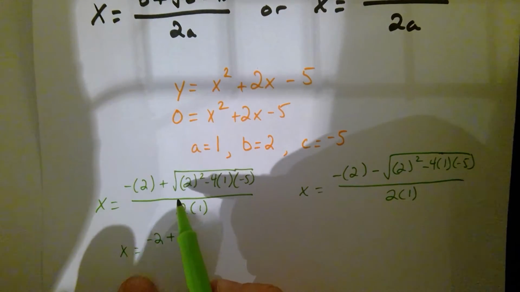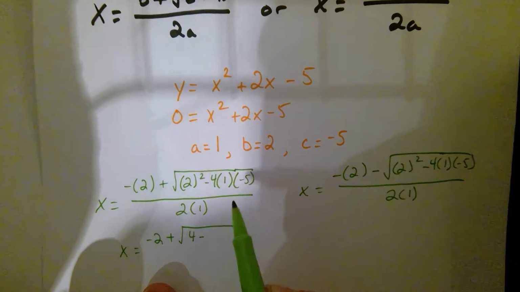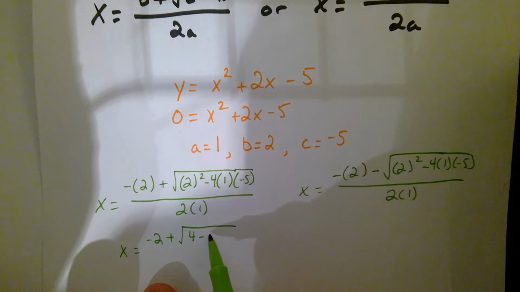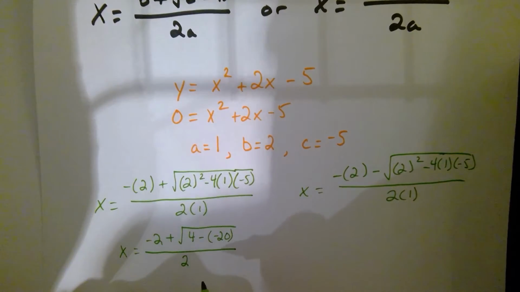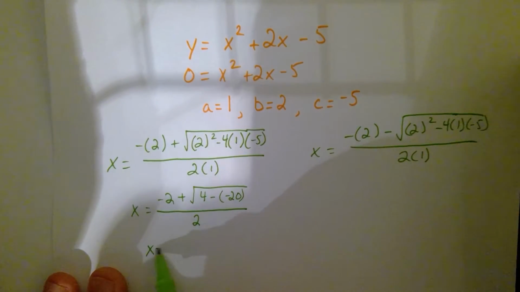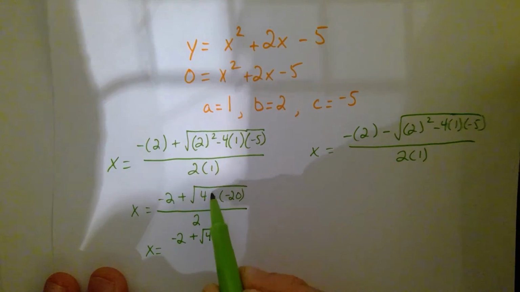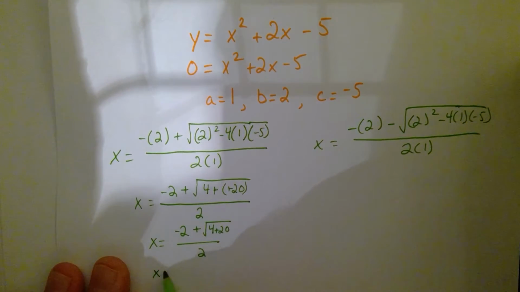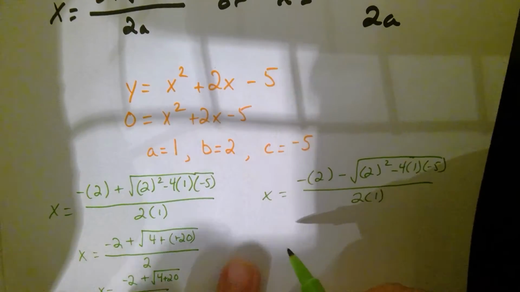Plus, and I'm going to take a few steps to get this inside done. So we have 4 minus, now 4 times 1 is 4. 4 times negative 5 is negative 20. Negative times negative, we'll keep it like that. So negative 20 over 2. Okay, now I'm going to keep going. X equals negative 2 plus square root of 4 plus 20 over 2. X equals negative 2 plus square root of 24 over 2. That's one solution. Now we have our second solution.